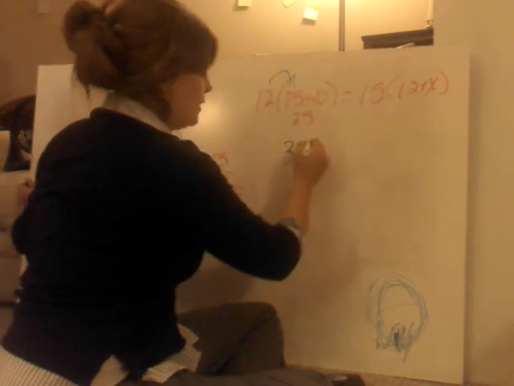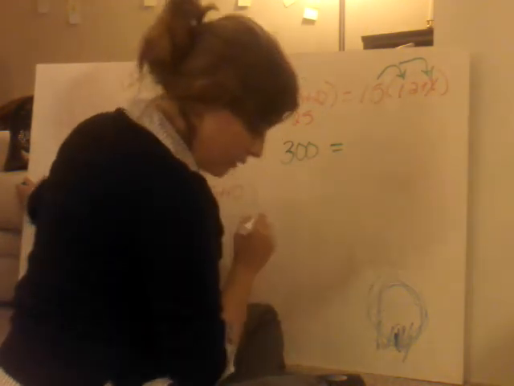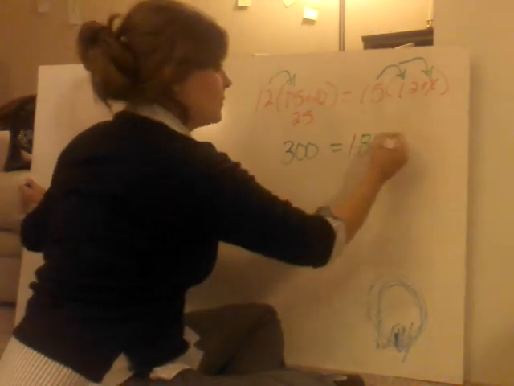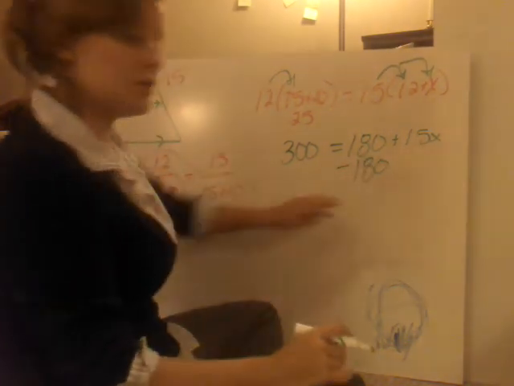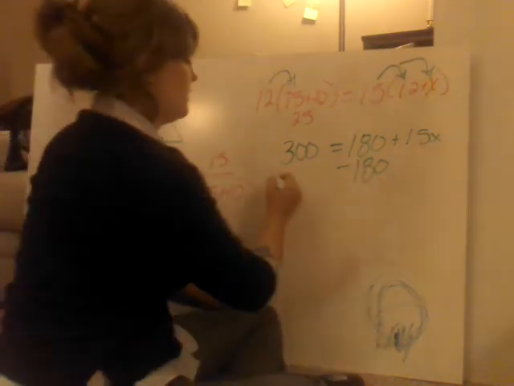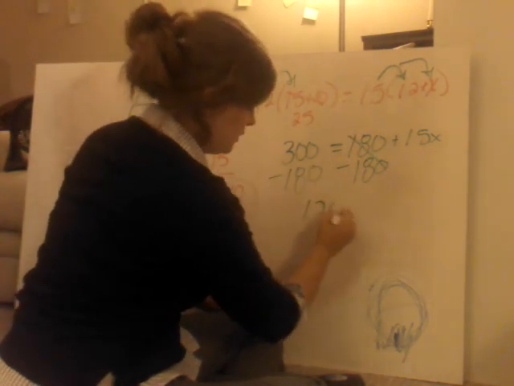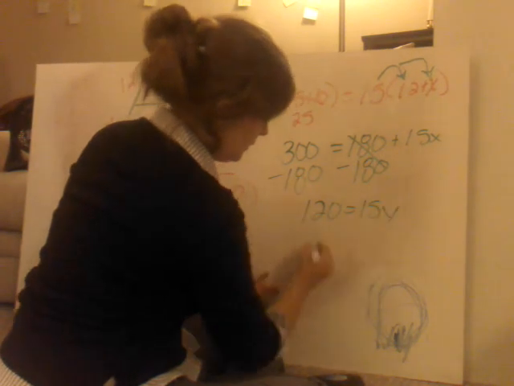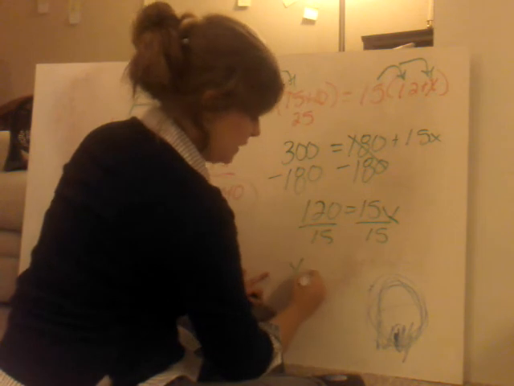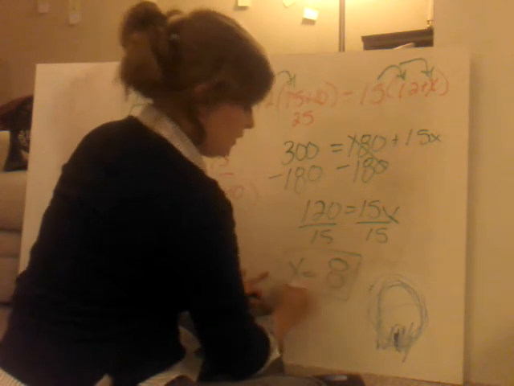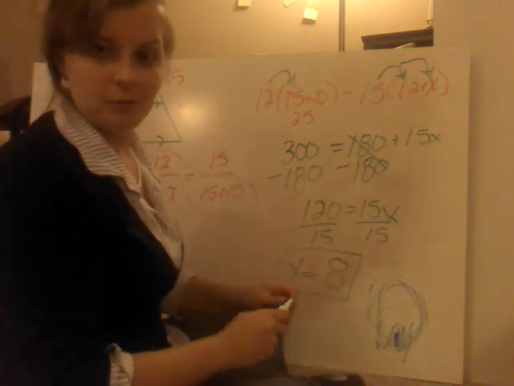This is 300 is equal to 180 plus 15x. I subtract 180. Just because these are big numbers, don't get scared. Don't be afraid. We just work them out. So I get 120 is equal to 15x. Divide by 15, that's an x. X is equal to 8. So the biggest numbers and the hardest problem came out to the easiest answer.